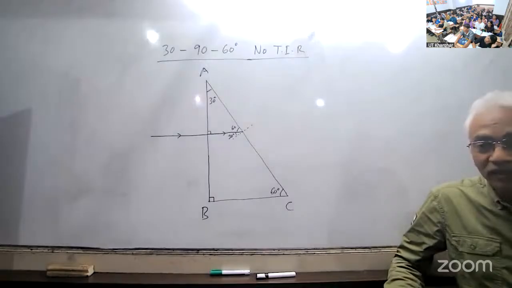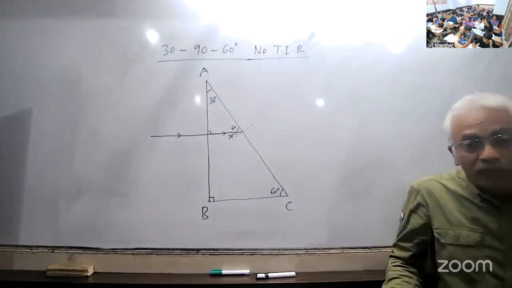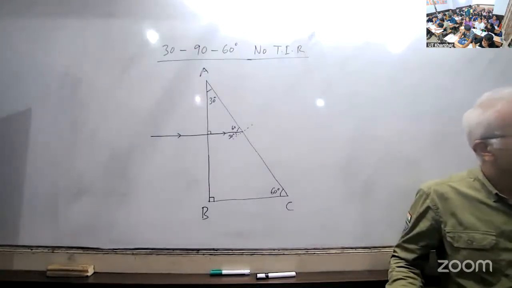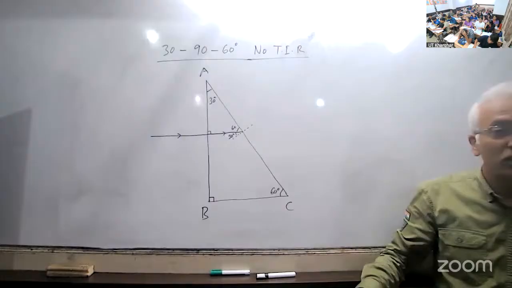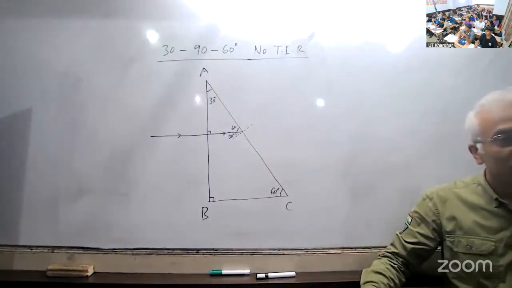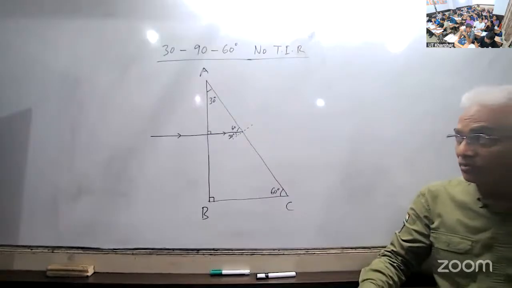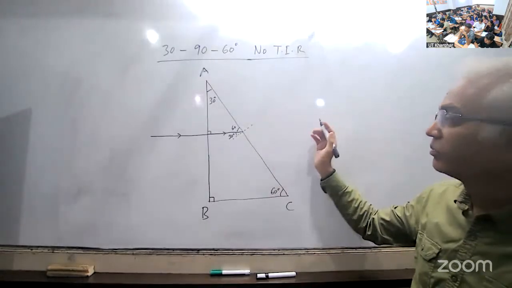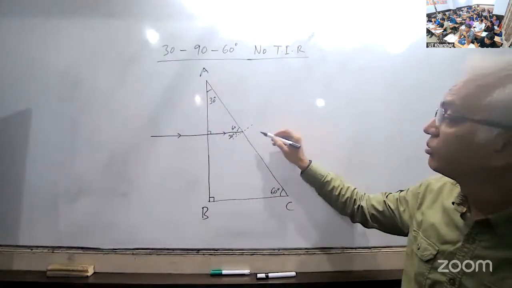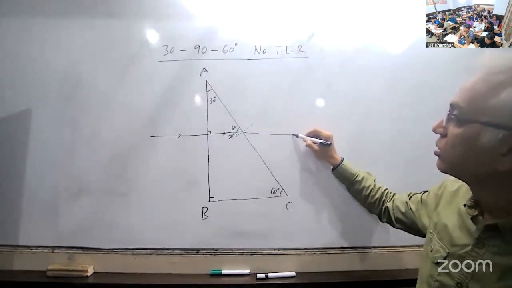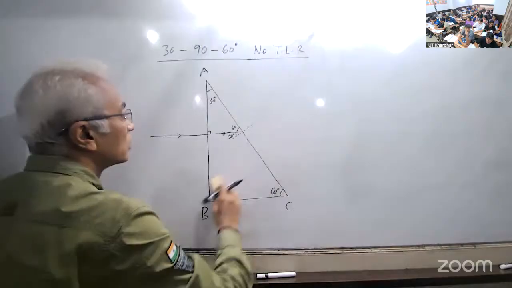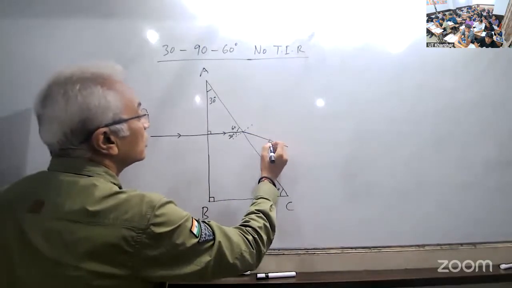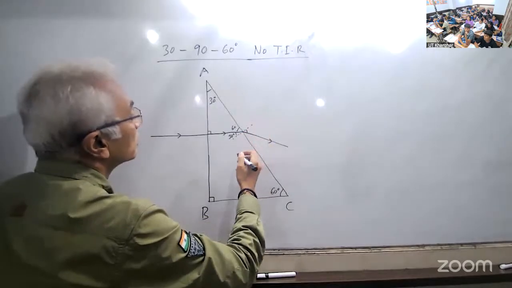मटेरियल ग्लास है। ग्लास का क्रिटिकल एंगल क्या होता है? What is the critical angle of glass? 42 degrees. And the angle of incidence is 30. So this is not a case for TIR. क्या होगा? Refraction. So refraction मतलब it will go to the next medium and it will go away from the normal. Okay. So it will be greater than 30.